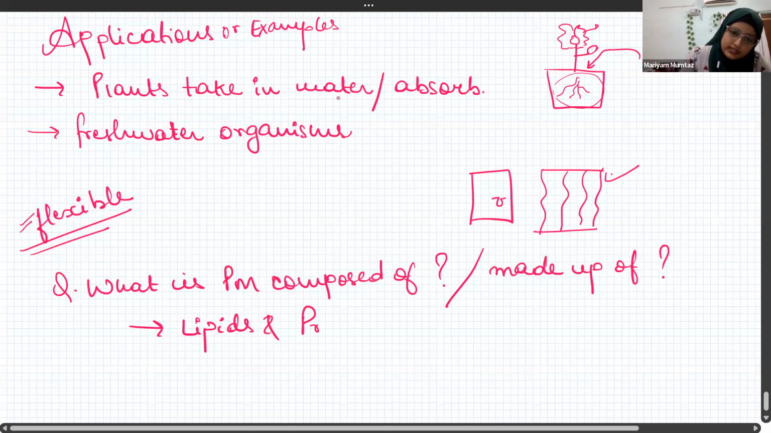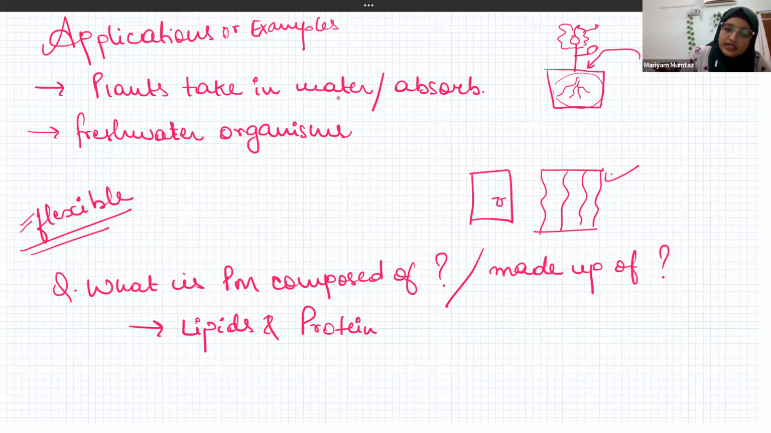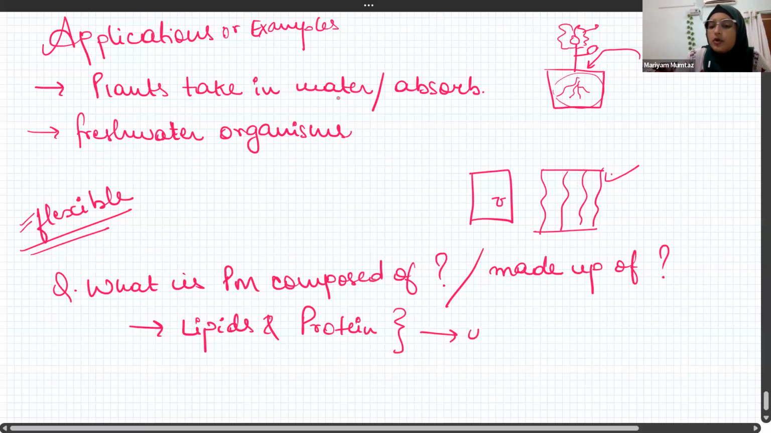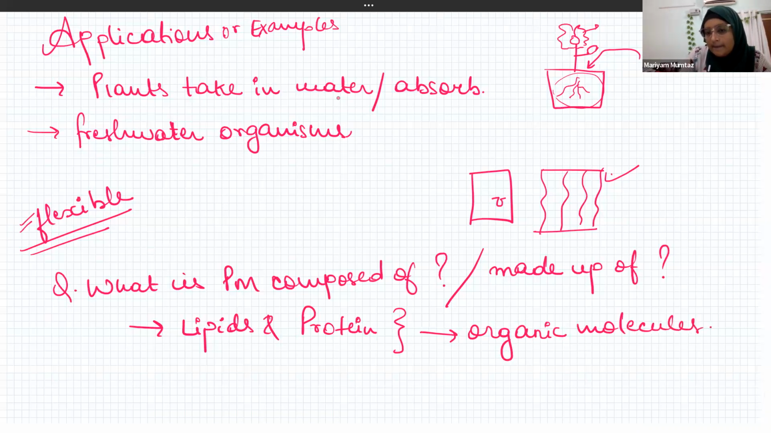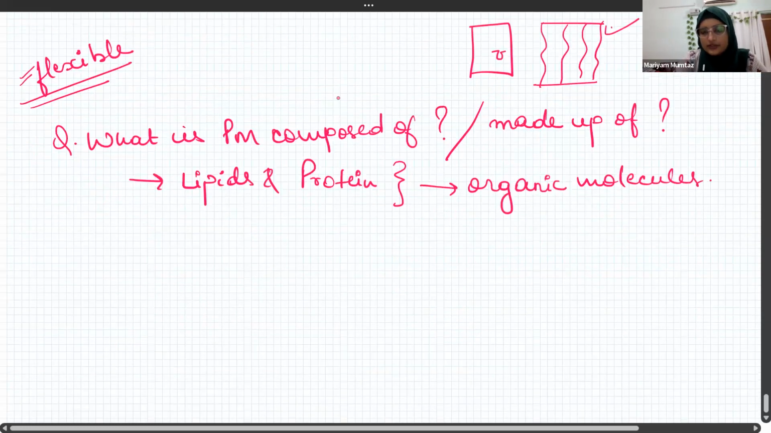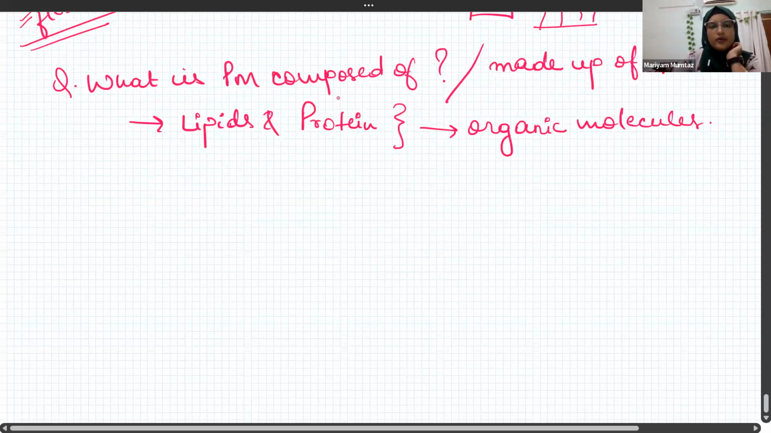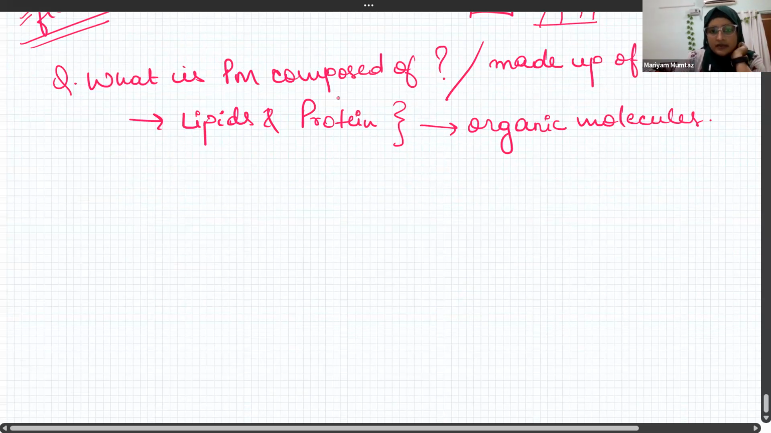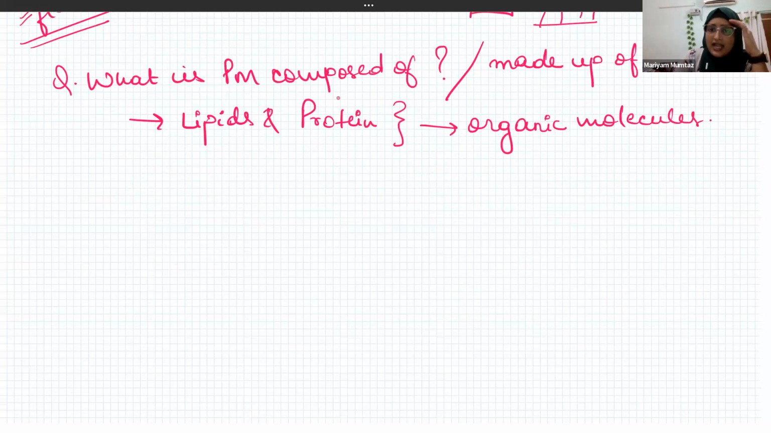The lipids and the proteins are collectively known as organic molecules. They are present in our body, which is the reason why they are known as organic molecules. So lipids and proteins are what the plasma membrane is composed of, and both of these are organic molecules. Now this question is easy to solve.